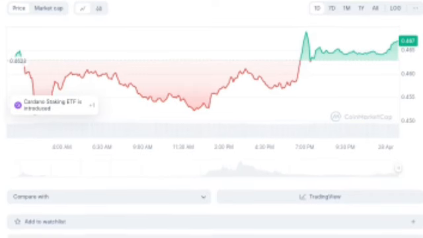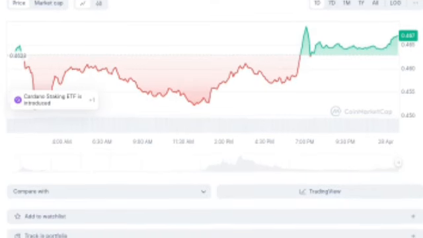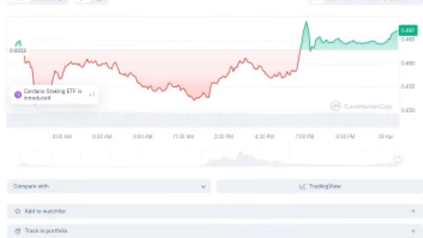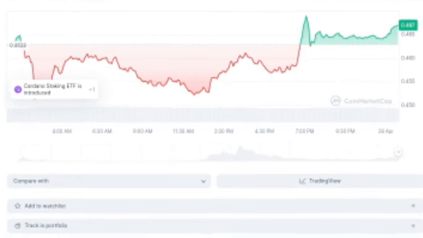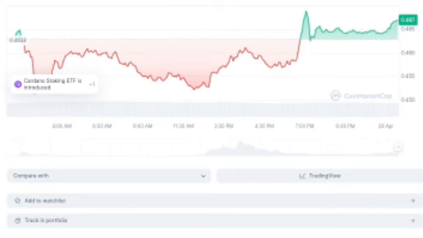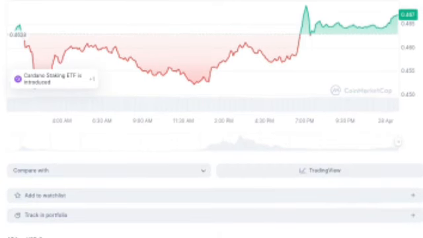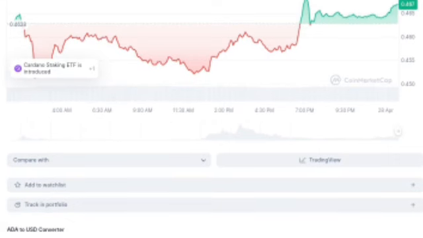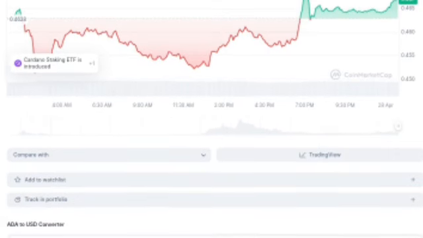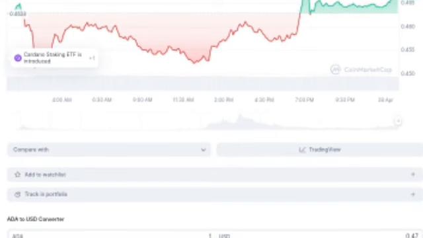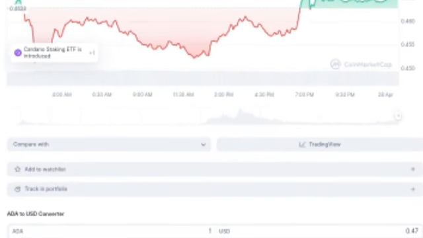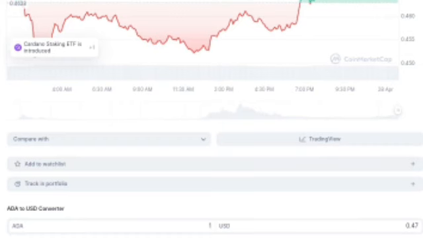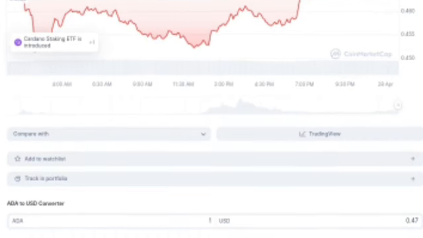So, while the current picture might seem a bit gloomy, it does not mean that ADA is out of the game just yet. This is where the concept of support levels comes into play. Support levels are like safety nets. They represent an area where a lot of buyers tend to enter the market, preventing the price from falling further. If ADA's price fails to move below these levels, it could be an indication of a potential upward trend starting.